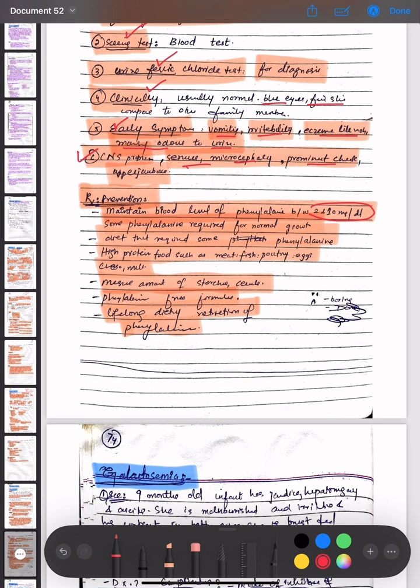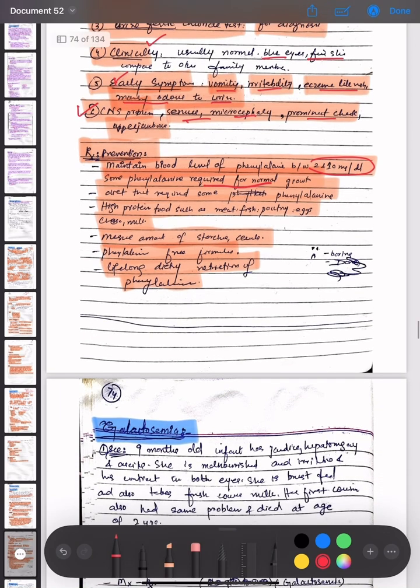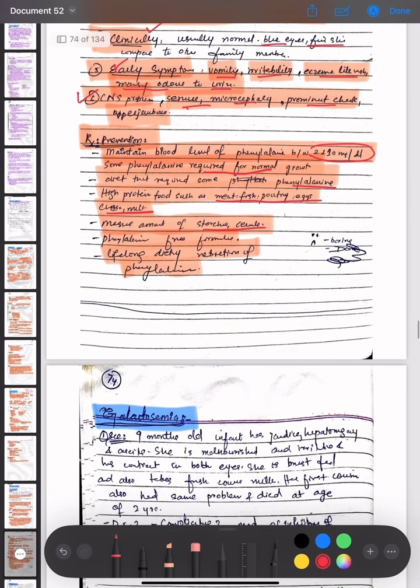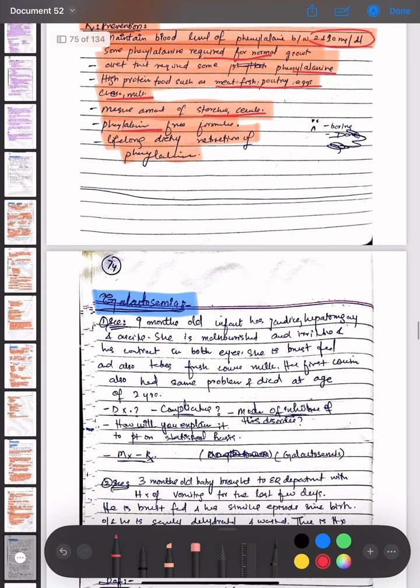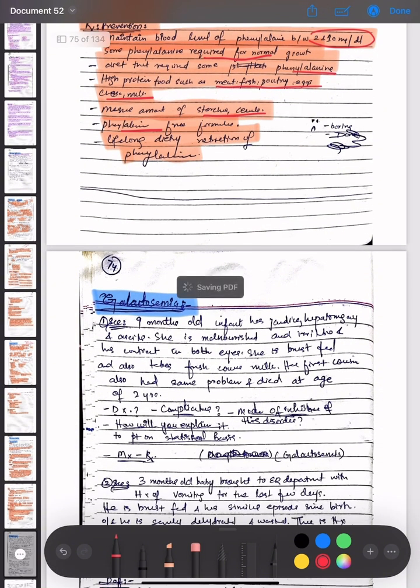Some phenylalanine is required for normal growth, and the diet requires some phenylalanine: high protein foods such as meat, fish, poultry, eggs, cheese, milk, and a major amount of starches and cereals. Phenylalanine-free formulas are used, and lifelong dietary restriction of phenylalanine is done.